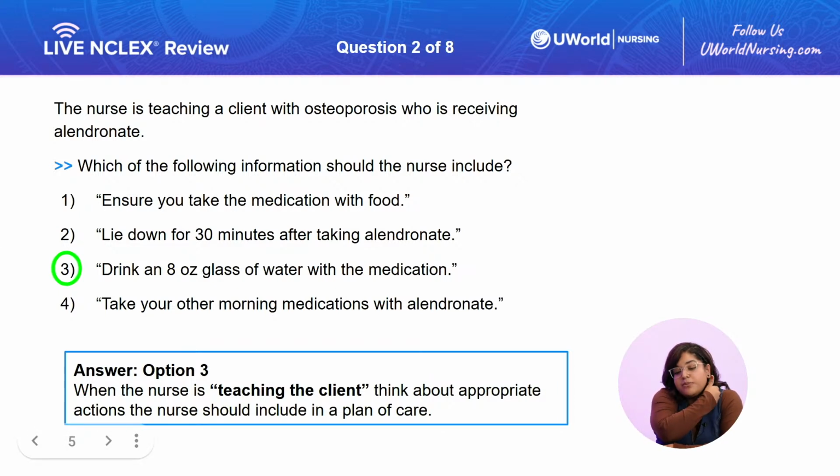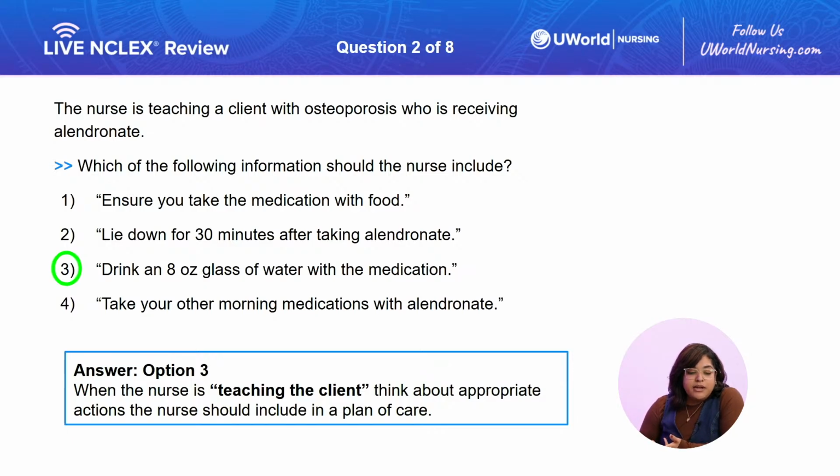We want to administer bisphosphonates with a full glass of water, 8 ounces or 240 milliliters, if you want to be exact. And we want to remain upright for 30 to 60 minutes after taking the medication to promote the complete passage of the medication into the stomach. This also helps reduce the risk of reflux into the esophagus, which is a complication of alendronate.